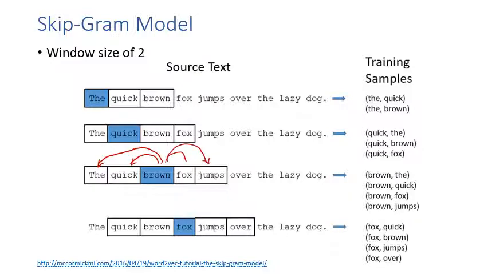Okay, so you can see the examples here, like (brown, quick), (brown, fox), (brown, jumps). So this is how the skip-gram model generates training examples.